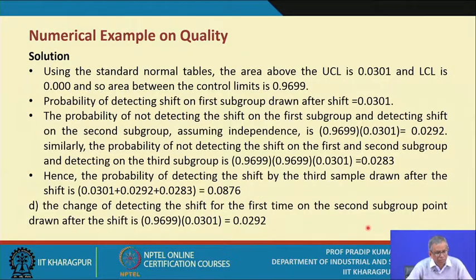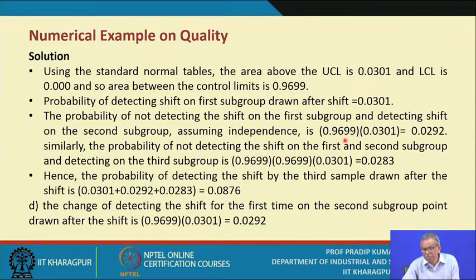Then you refer to the standard normal table, and the area above the UCL is this one, that you can read from the standard normal table, and the area below the LCL is almost 0, up to the third decimal place it is 0. And so, the area between the control limits is this, that means 1 minus 0.0301 plus 0.0000. So, 0.9699. So, the probability of detecting the shift on the first subgroup drawn after the shift is 0.0301.